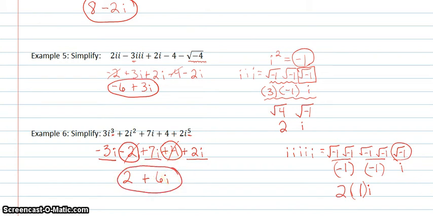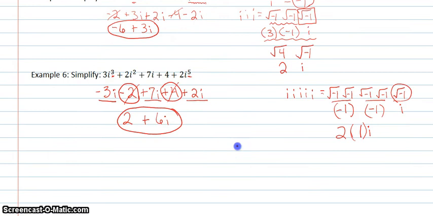Now, a chart that kind of helps me, the way I think about this, is if it's an i, it's equal to the square root of -1. If it's an i squared, it equals a -1. If it's an i cubed, it would equal a -i. And if it's i to the 4th power, that equals just a +1. And it keeps going in this rotation.